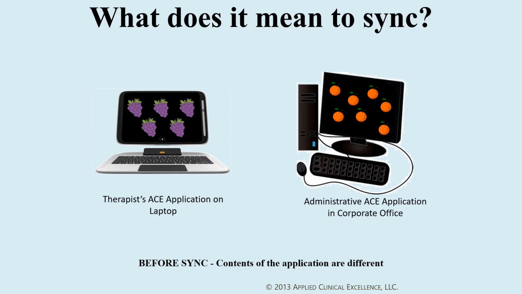Simply put, syncing is what allows all users of the ACE system to have and to see the same information, the same data. In this picture, you can see that a clinician has done an evaluation. She has grapes, but the company doesn't have the grapes because she hasn't synced her data. By the same token, if the administrative portal of ACE has new data, such as a new patient or oranges, she can't see that either.